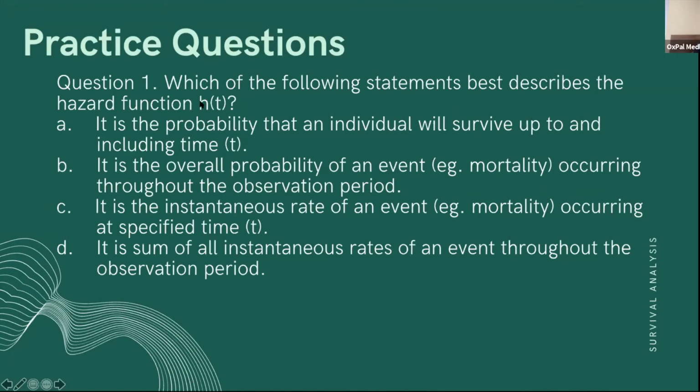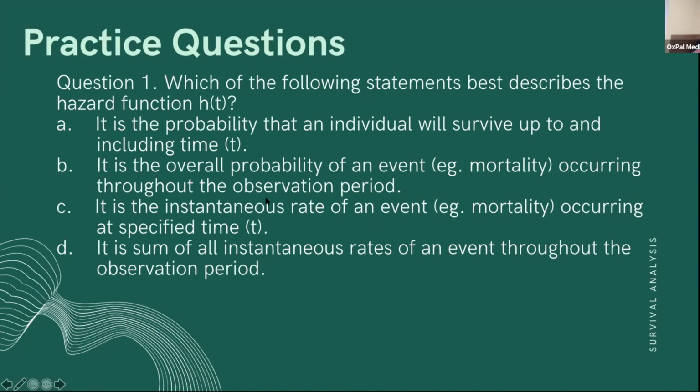So remember, there's a difference between the hazard function and the big H, the cumulative hazard. So this is a small h. It is important to know this because this is the foundation of Cox regression and survival analysis, one of the descriptors of varying rates in survival analysis. The majority of you said that it's letter C, the instantaneous rate of an event, and you're correct. This is the instantaneous rate of an event occurring at a specified time t.